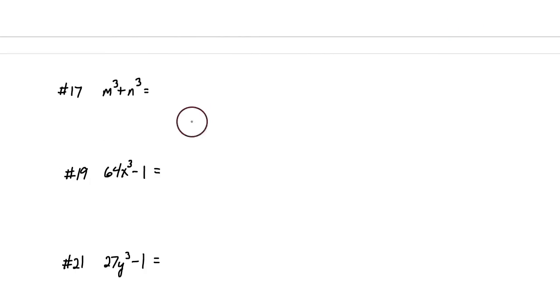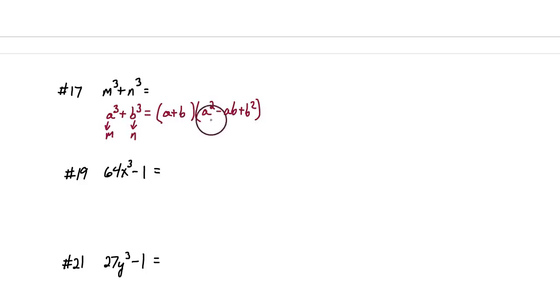Number 17, there's no GCF other than 1. But this does fit one of the patterns in the book. The book has it written as a cubed plus b cubed. And it tells us whenever we have that pattern that it's equal to a binomial times a trinomial. In the binomial, it's a plus b. In the trinomial, it's a squared minus ab plus b squared. It's just that in our problem, we have an m and an n instead of a and b.